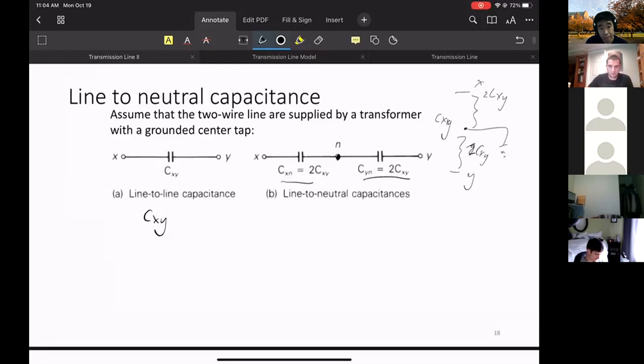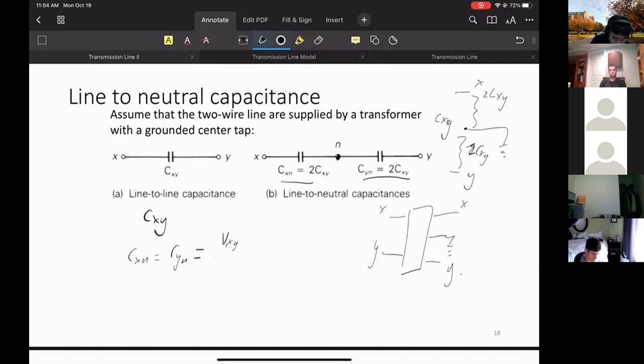Because of the distance between the wires? Not necessarily, right? So imagine that this normally comes out of a transformer. All the transformer does is have a 3-terminal output and grounds this. So not necessarily the distance is half, but what happens is the voltage is half, right? So this is Vx over 2.